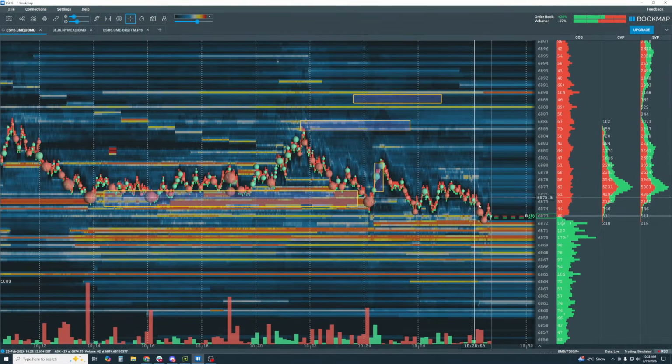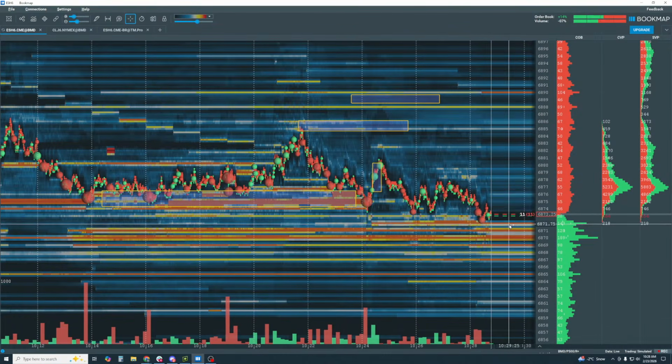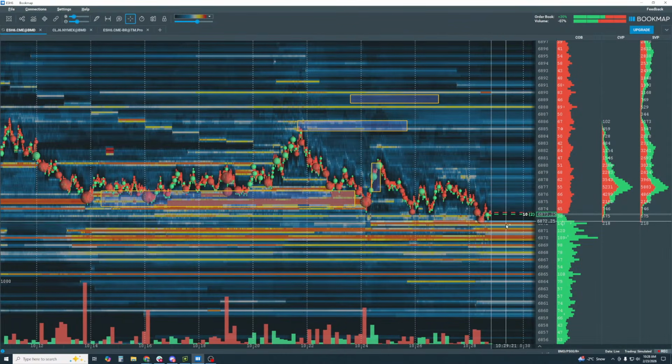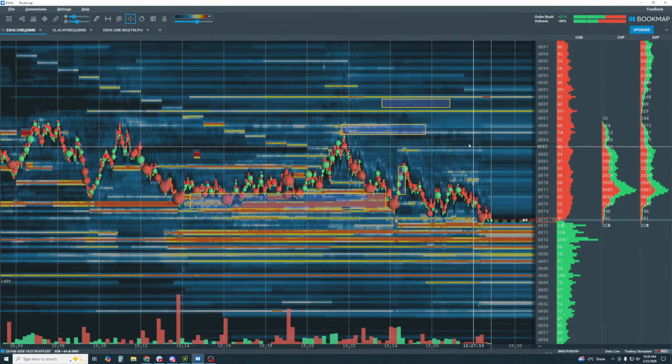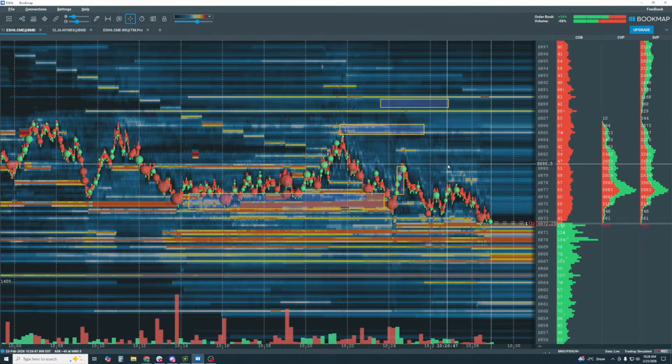Okay, so here we go. Sellers coming in, still looking for them to push into this 70, 71, 72 liquidity there. Okay, then I'm looking for a reaction after.